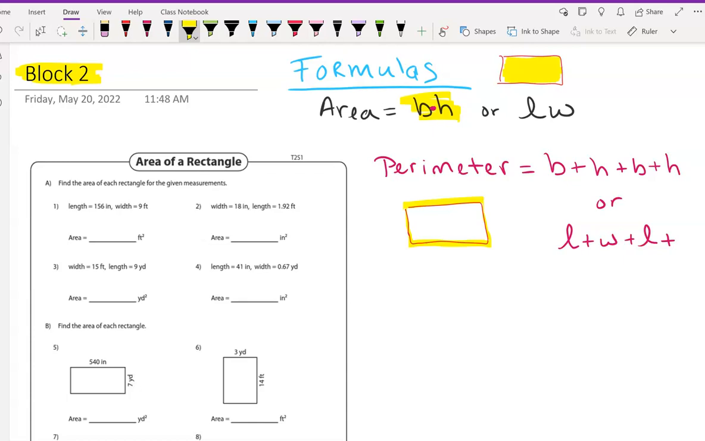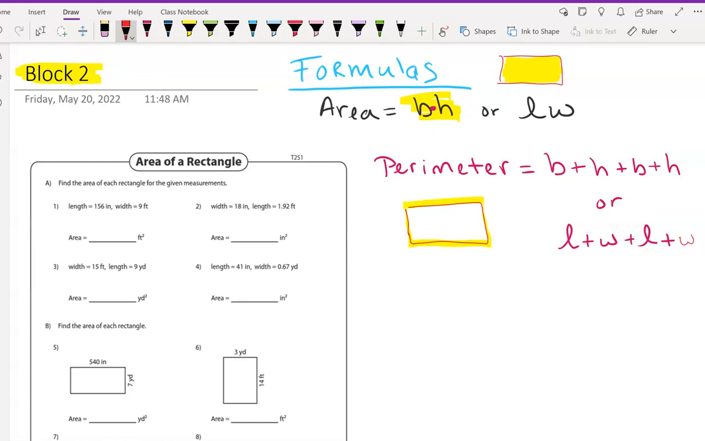So when you're finding perimeter, you could do the base plus the height plus the base plus the height. Or if you're working with L and W, you would do L plus W plus L plus W. So now that you have your formulas, we can get to work on doing the math.